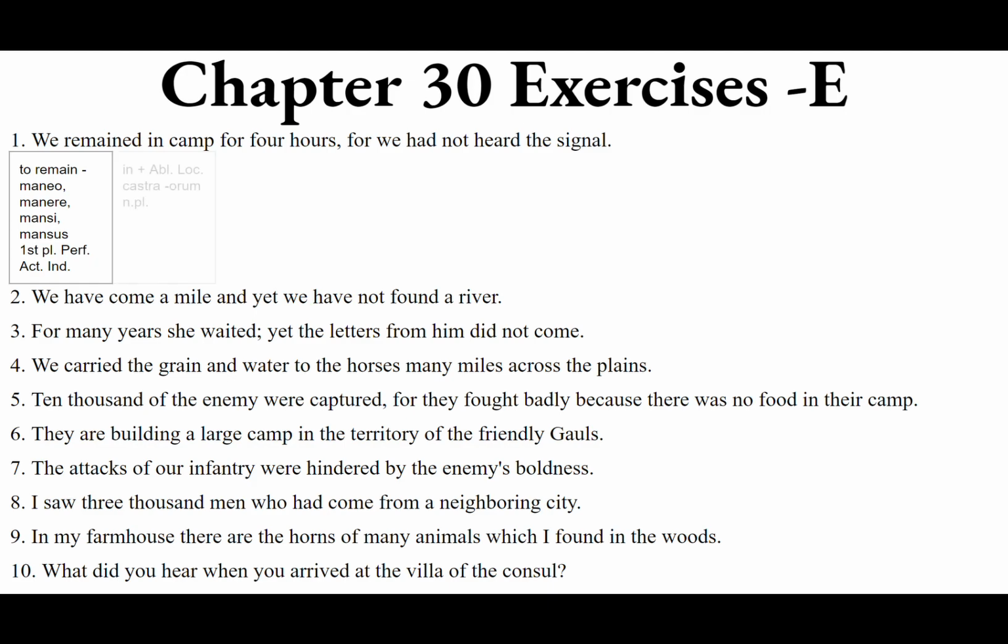In camp, that's where we remained. Ablative of location. In plus the ablative shows location, where something occurred, where the action happened. The Latin word for camp is castra, castrorum, always neuter, always plural. So in plus castris, mansimus in castris.